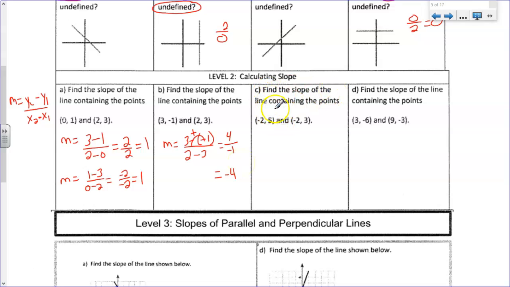All right, find the slope of the points contained in the line. So 3 minus 5, and then -2 minus -2. So 3 minus 5 is -2. This becomes plus: -2 plus 2 is 0. I can't divide by 0, so my slope is undefined.